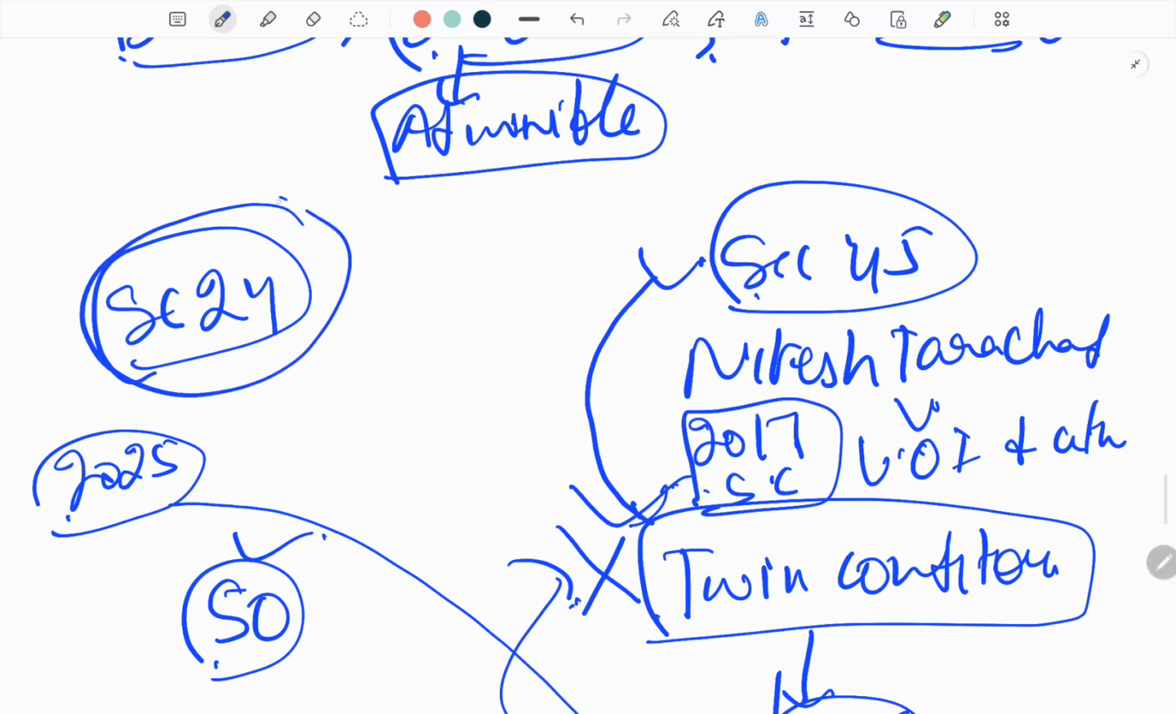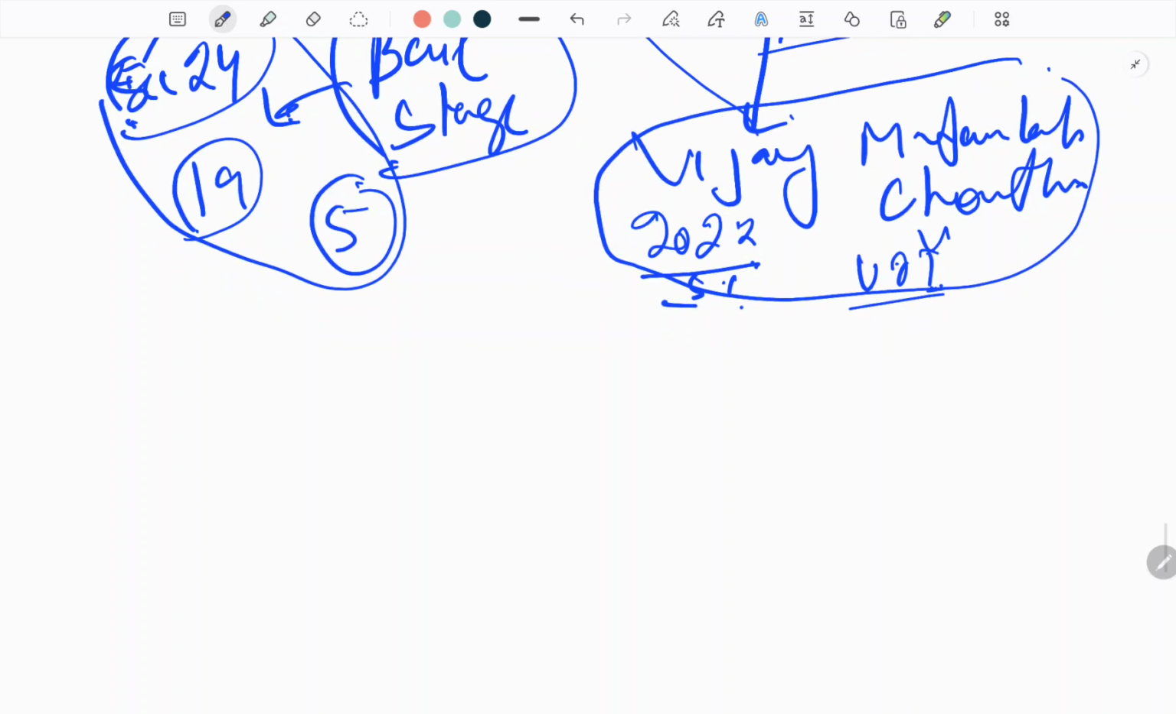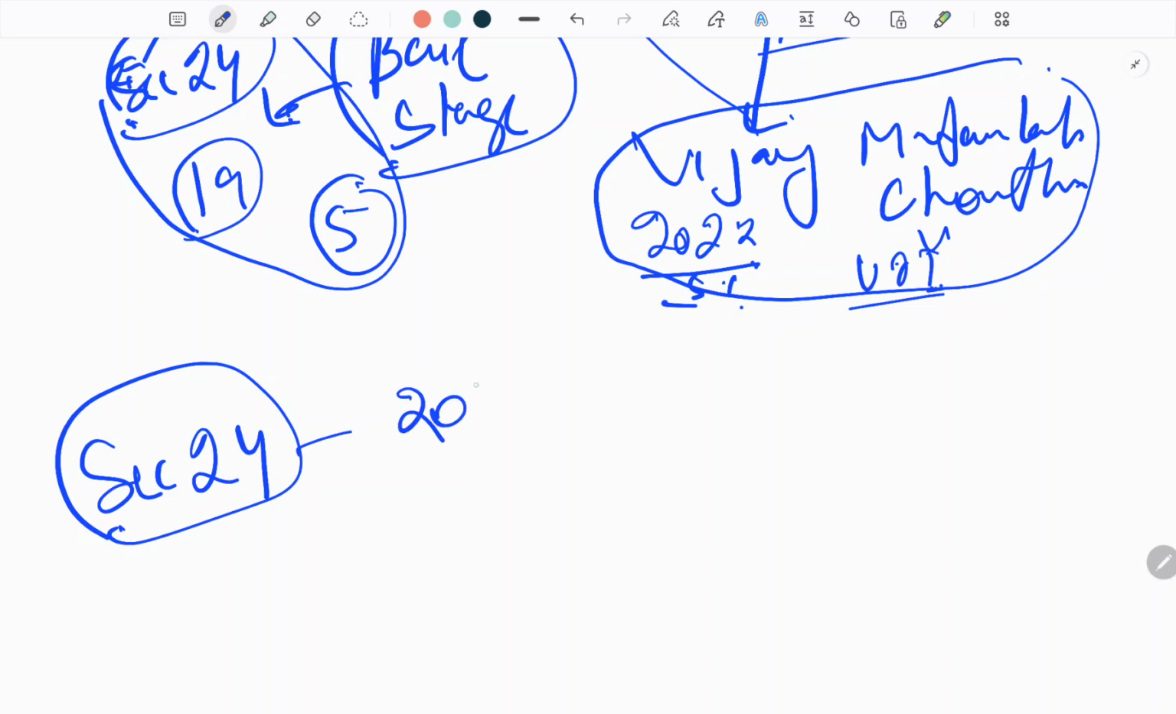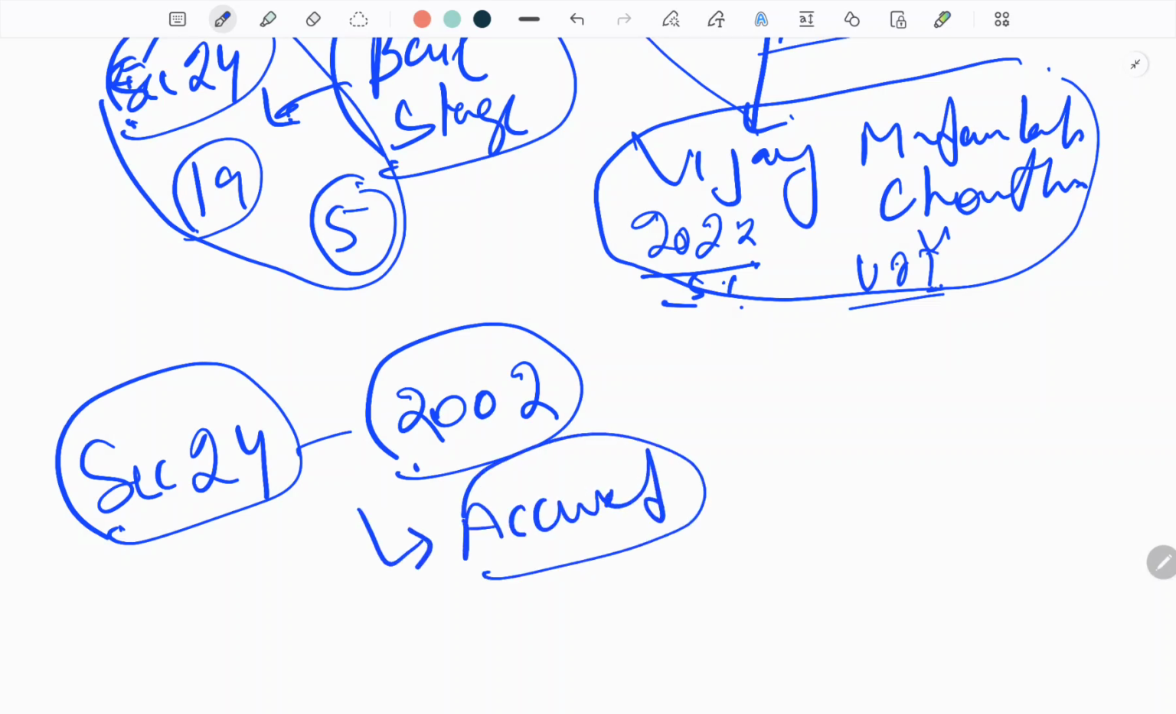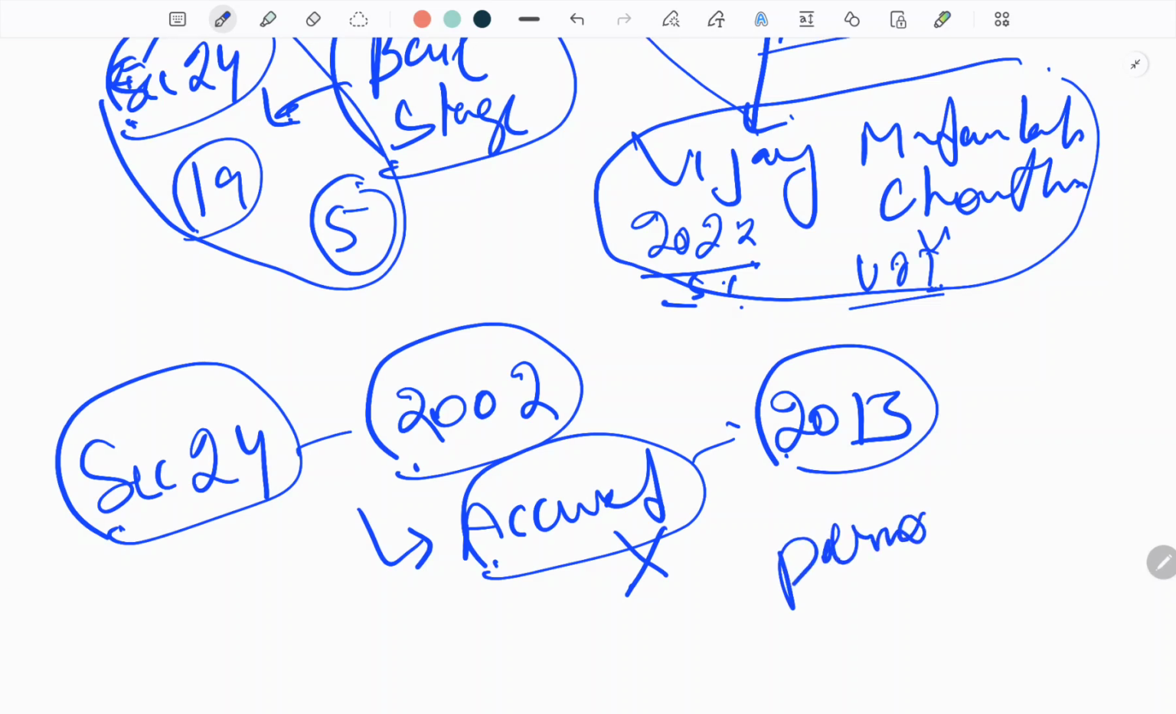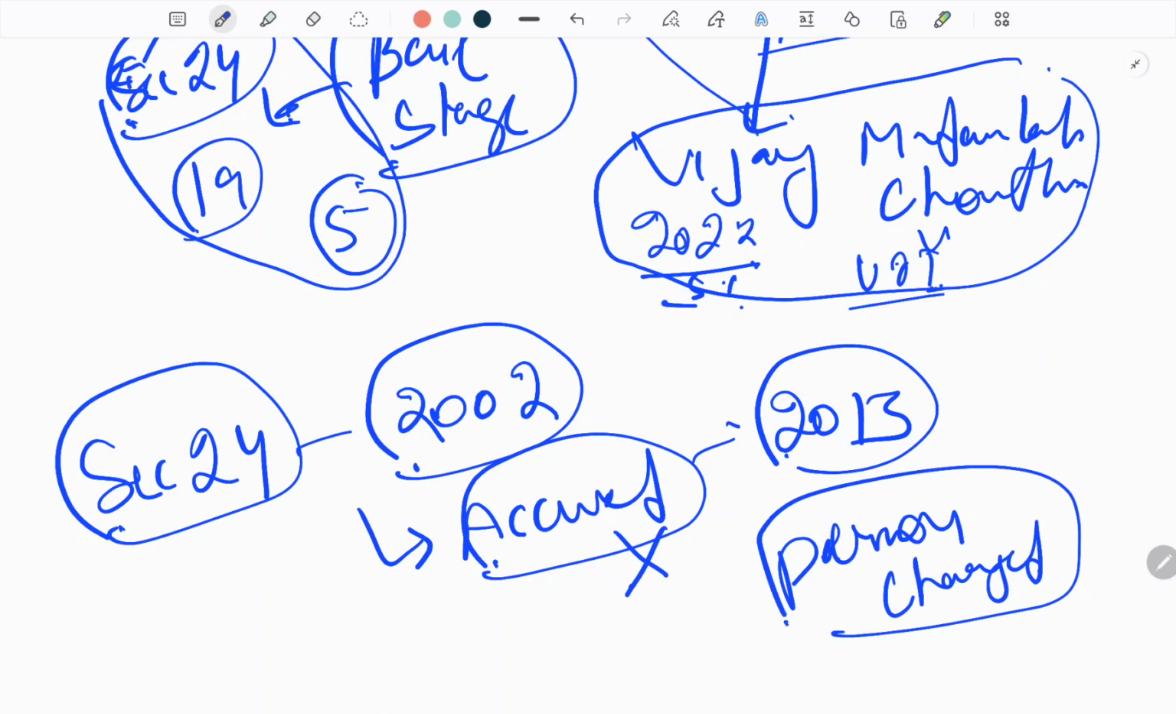There are many judgments on section 24 as well. If you go through section 24, there are amendments to it. When section 24 was made in 2002, the word accused was mentioned in the section. But in 2013, the word accused was omitted and the words person charged were used, as per the guidelines of the FATF convention, which says you cannot classify a person as accused unless there is certain material against him. That is why person charged is used.